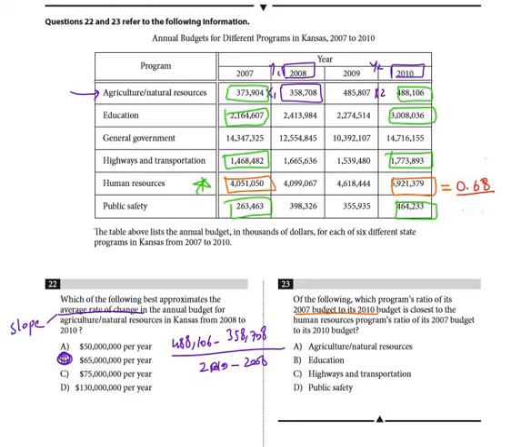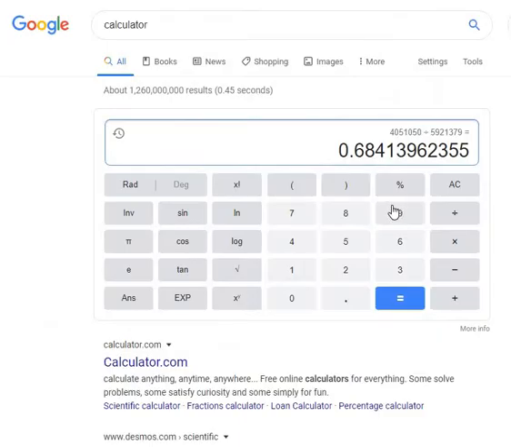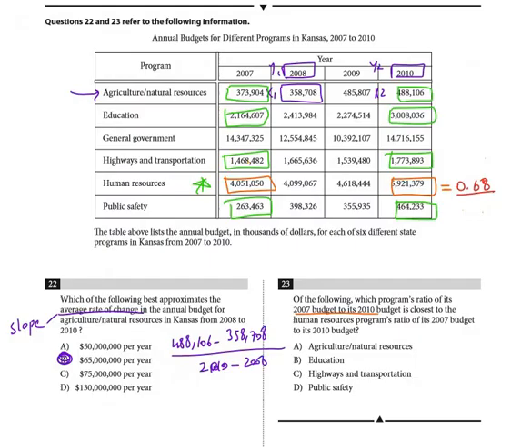Let's start with the agriculture. So here 373,904 divided by 488,106. So we obtain 0.76. So this is 0.76. Let's go to the second one. We're going to divide 2 million something by 3 million something.